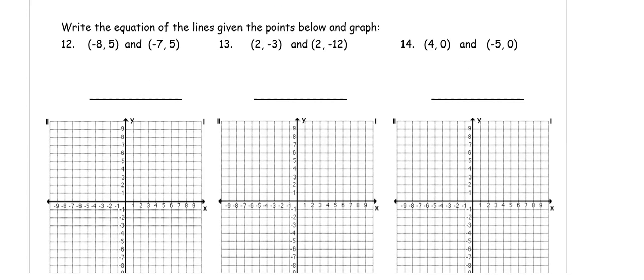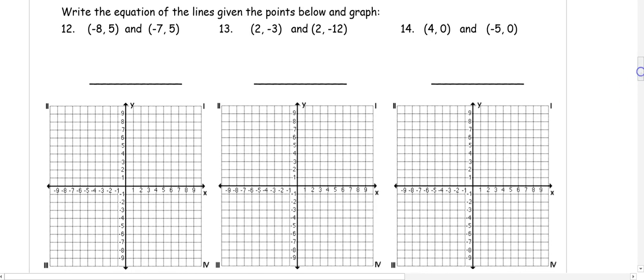Number 12, given the 2 points, write the equation of the line. So first we're going to plot these points to help us figure out which direction this line is going and see what pattern we can notice. So we have -8, 5, and we have -7, 5. So notice that the line is going to be horizontal. So I'm going to extend it all the way through my graph. So because it's passing through the y-axis, I have y equals 5, which should make sense because our y-coordinates are repeating, so it's going to be a y equals.